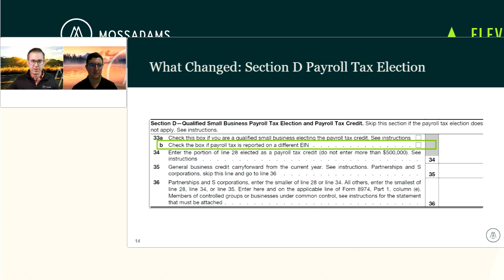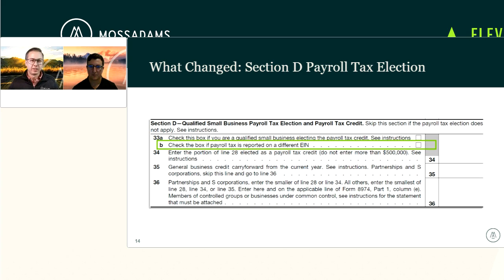All right, moving on to Section D. Now, this is the Qualified Small Business Payroll Tax Credit election. Box 33B, which is highlighted here, is a new checkbox that you mark if the payroll tax credit will be reported under a different employer identification number than the one filing the actual return.